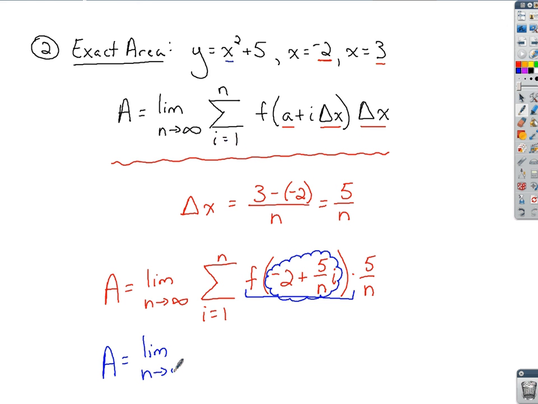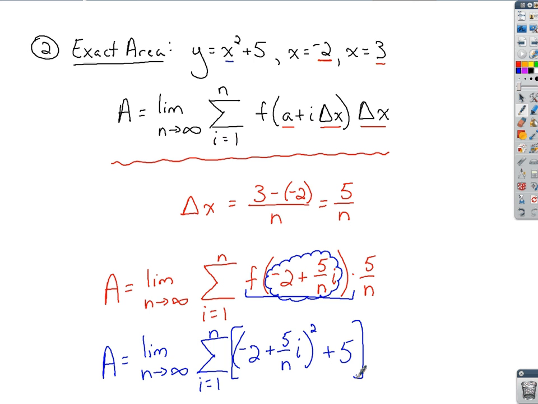all the other notation stays in place because we're not ready to use it yet. We'll use that notation once we've done all of our simplification and our algebra. So substituting in for the x, we have -2 plus 5 over n i as a quantity squared, since the x is being squared. We add on the 5, since we're plugging into this function. All of this right here represents that function value once we've substituted in for x. Remember, though, we still need to multiply on the 5 over n at the end.